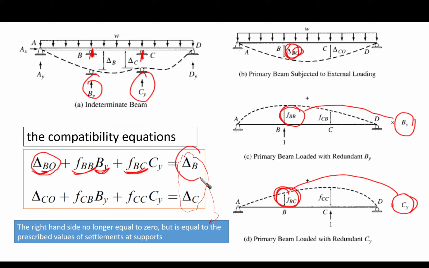This is not 0 as we used to do. Before it was 0, if you remember the previous videos, we used this value to be 0. But actually here, it's not 0. The displacement at the original indeterminate beam here is not 0, right? It is delta B. This means the original settlement. Take care, it is delta B.